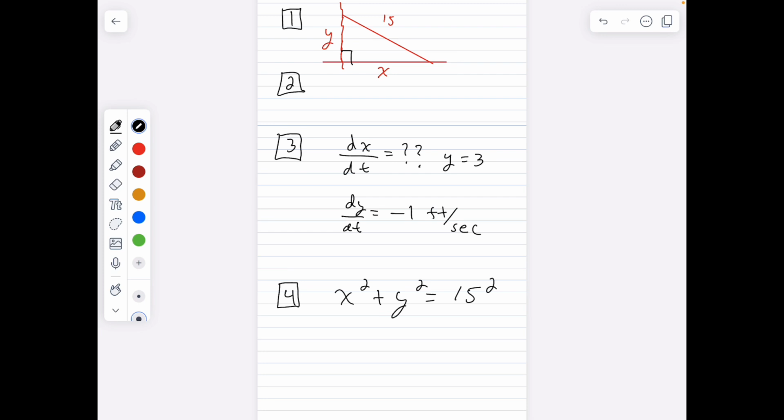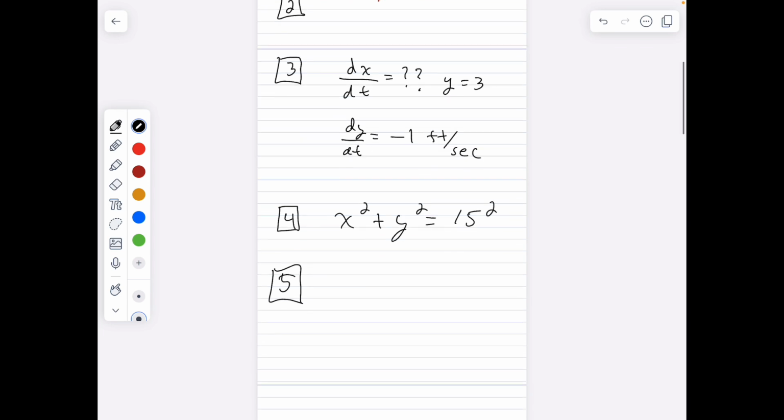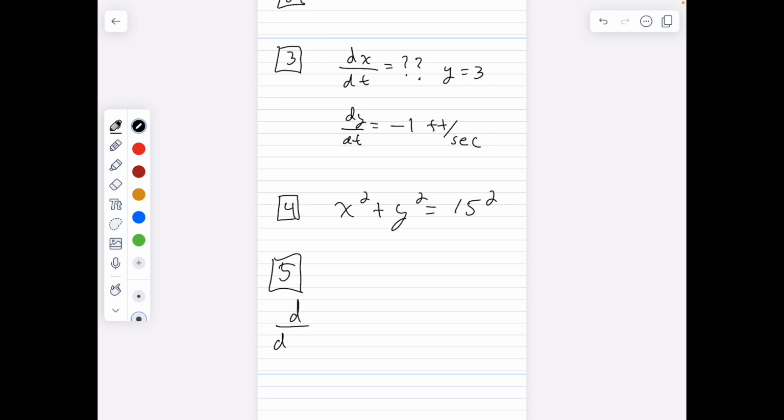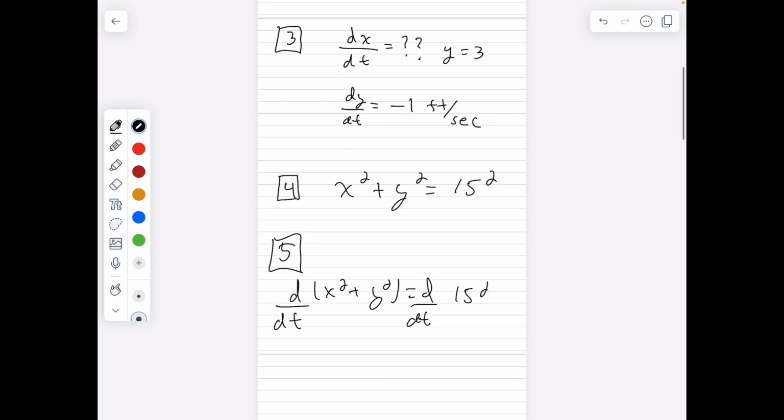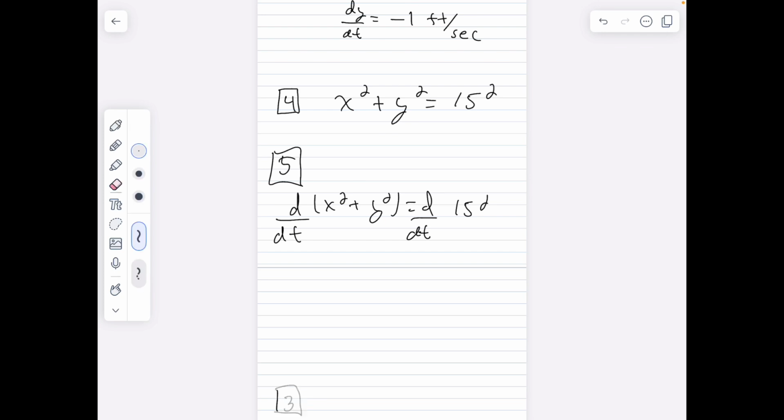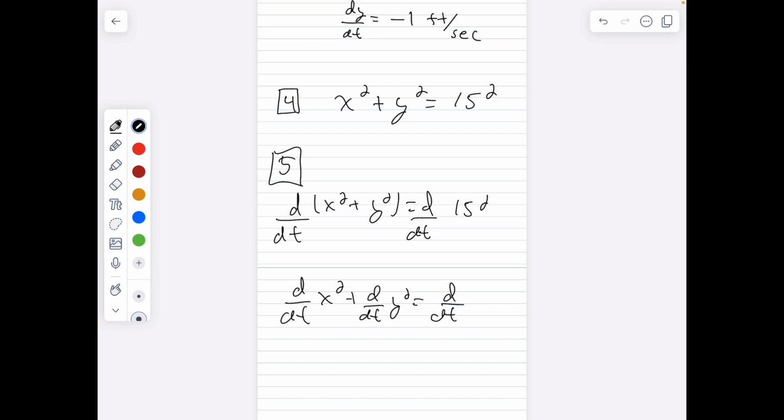Okay, now step 5. I'm going to take a derivative, because at the end of the day, I'm looking for a rate of change, a derivative. I need to take a derivative of something. I'm going to take a derivative of this equation, with respect to time. So you can have d over dt of x squared plus y squared equals d over dt of 15 squared. And you are going to use a couple more properties here. d over dt of x squared plus d over dt of y squared equals d over dt of 15 squared.